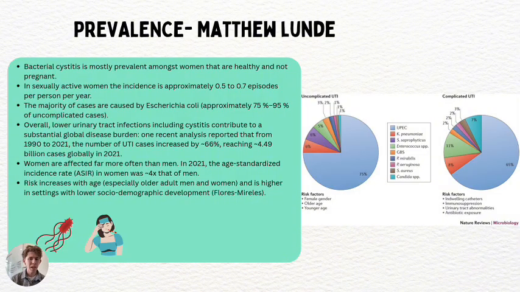In 2021, the age-standardized incidence rate in women was about 4 times the amount of men, and it also increases with age. Mostly older adult men and older adult women are more likely to get it, and also in settings with lower sociodemographic development.